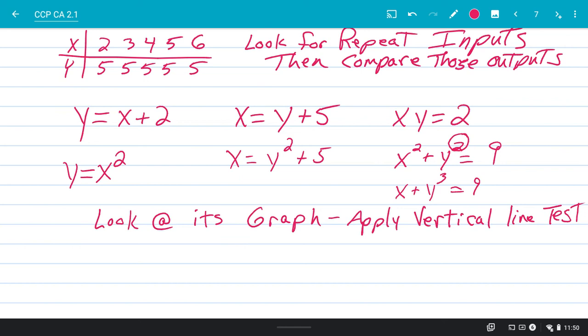All right, we're going to give you another one. Input is a person's age. Output is the number of birthdays they've had. Person's age, the number of birthdays they've had. Function or not a function? Yes, because every 5-year-old has had 5 birthdays. I'm 17.